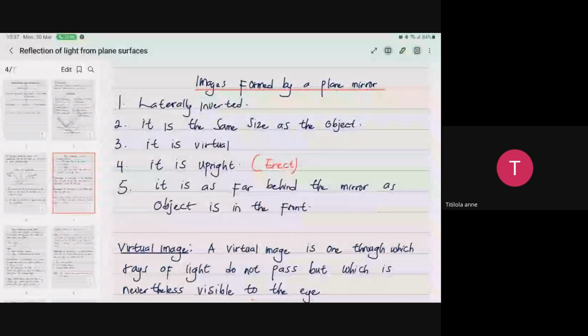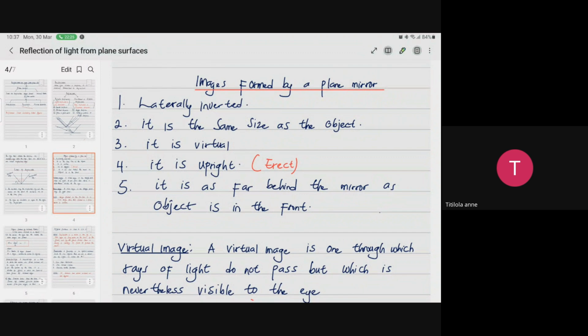You're going to see what a virtual image is all about. Then it is upright. It is erect. You've never checked the mirror and your head is upside down. So it is still erect, just like you are. Then it is as far behind the mirror as the object is in front of it. So that same distance you give to it is exactly what it gives to you. So those are the images formed by a plain mirror.